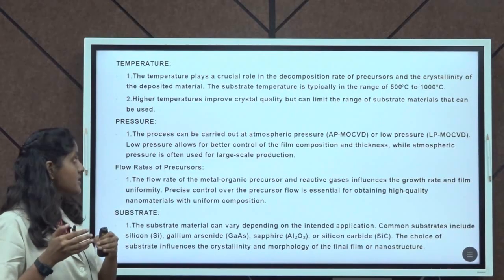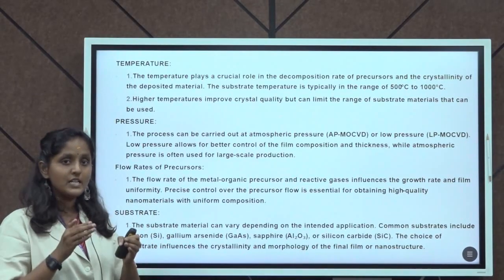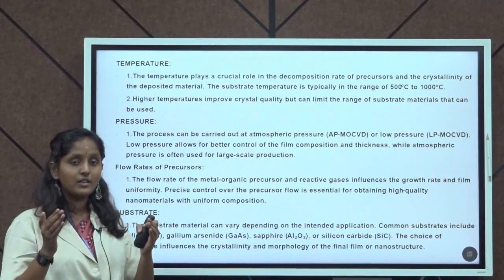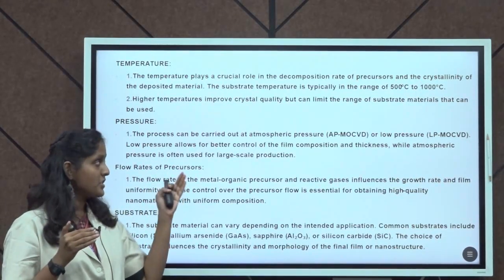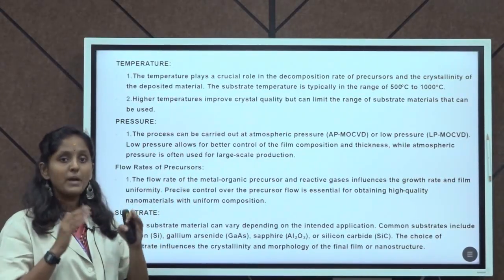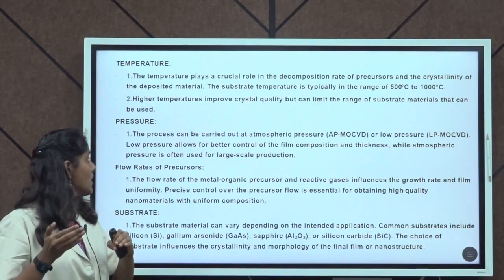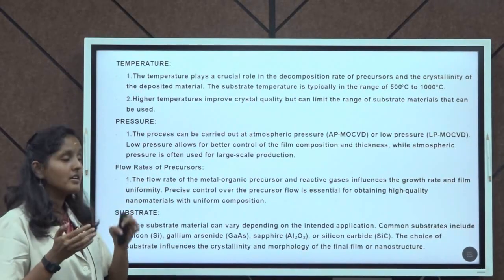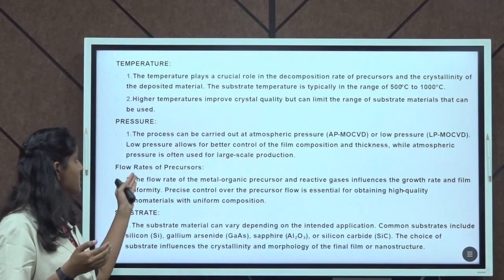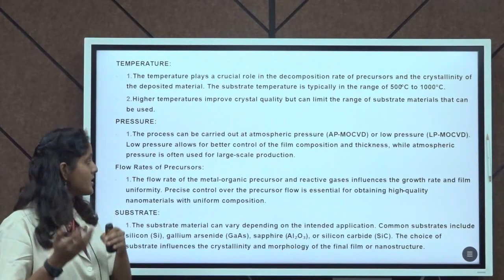So the process is carried out at an atmospheric pressure or low pressure. Depending upon the conditions, the CVD can be categorized into two wide categories like atmospheric pressure MOCVD or low pressure MOCVD. Here the word MO denotes metal organic, where metal organic precursors are used for the process. So low pressure will allow for better control of film composition and film thickness, whereas the atmospheric pressure method is going to help us in the formation of nanomaterials for large scale production.